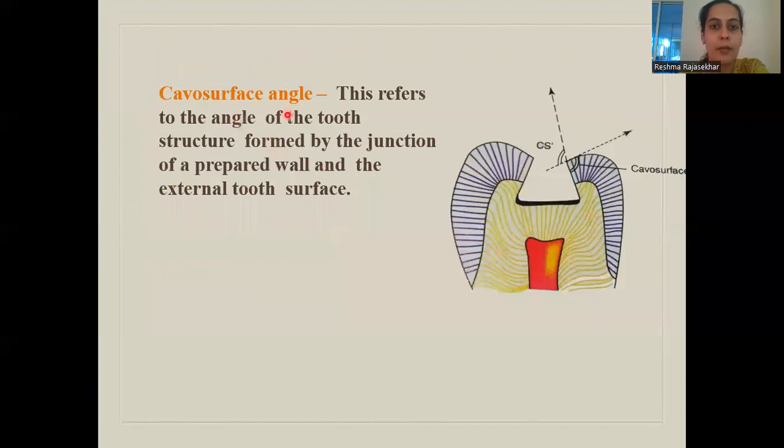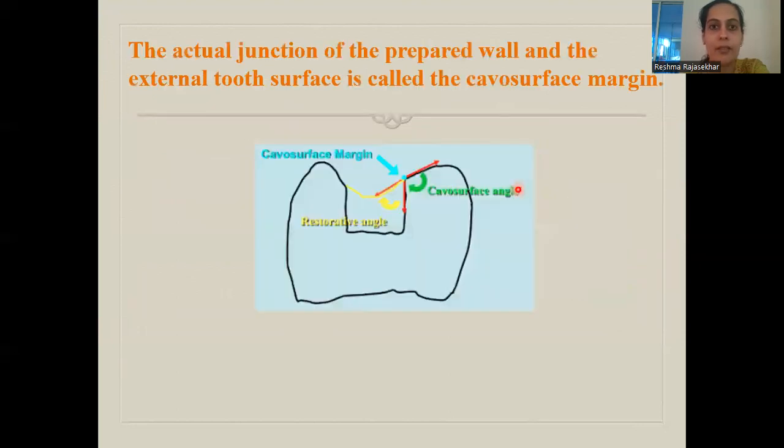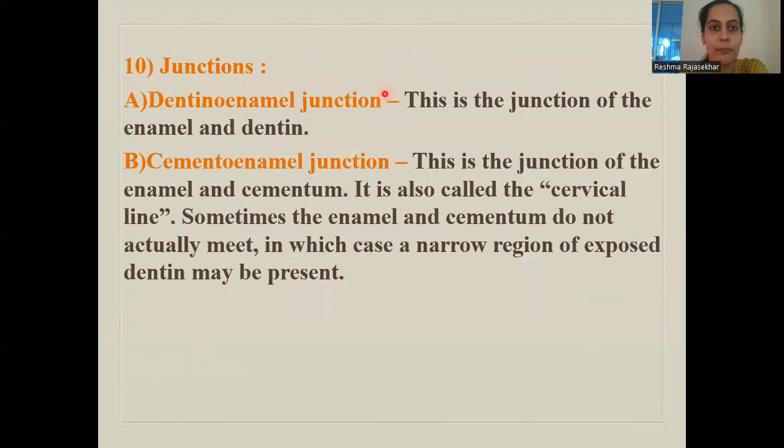Another term is the cavo-surface angle, which refers to the angle of the tooth structure formed by the junction of the prepared wall and the external tooth surface. The angle formed by the junction of these two is known as the cavo-surface angle. And the cavo-surface margin is the actual junction of the prepared wall and the external tooth surface.